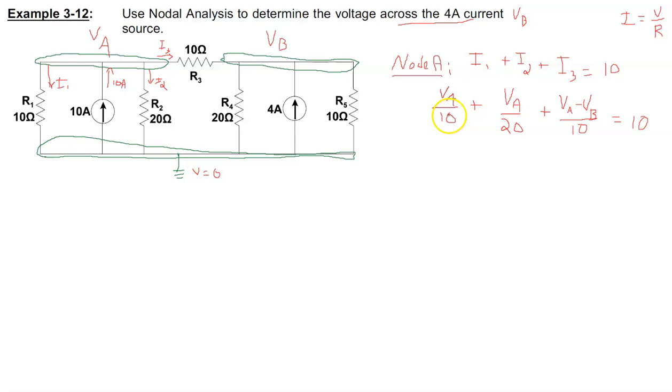Okay, now we can write these with decimals. But what I find is that generally it's easier to multiply the whole thing by something that'll get rid of all the denominators. And so we want to multiply the whole thing by 20. And if we do that, we have 20 over 10 times VA. So that's 2 VA. Plus 20 over 20 times VA is 1 VA.